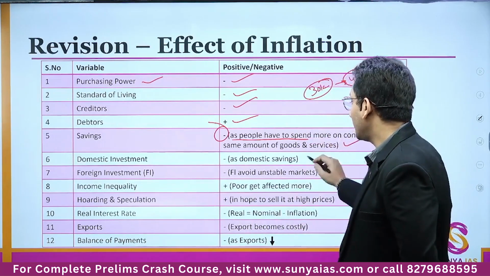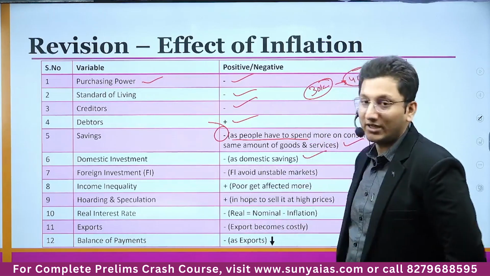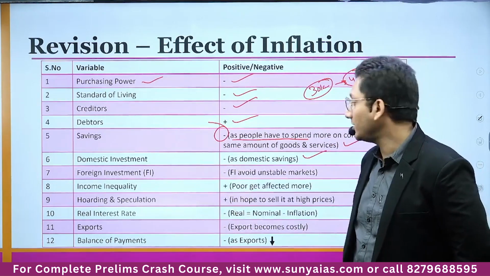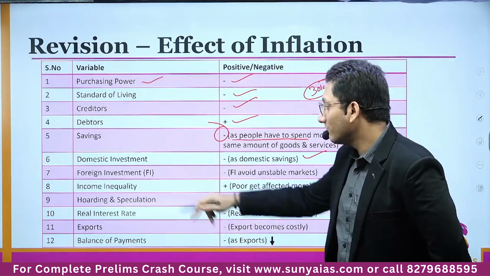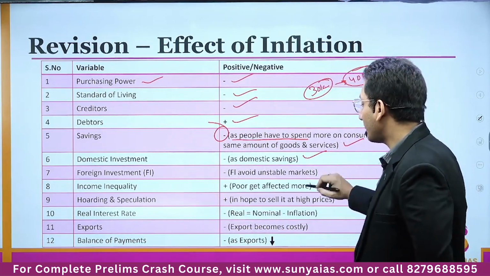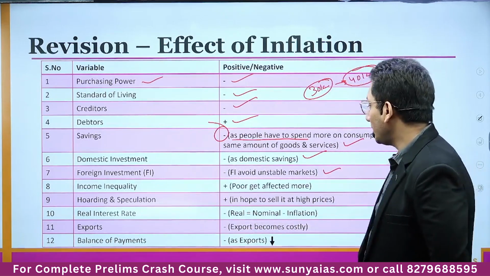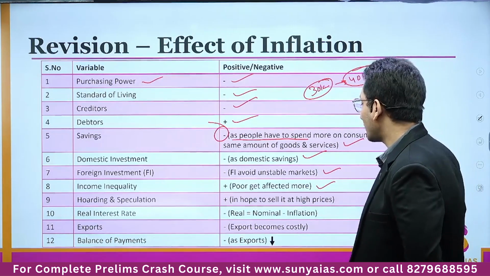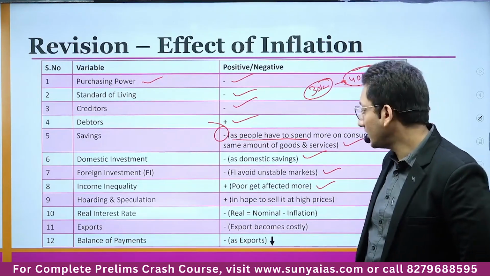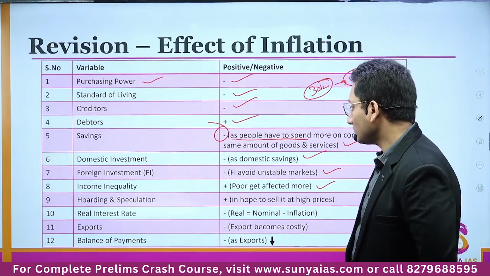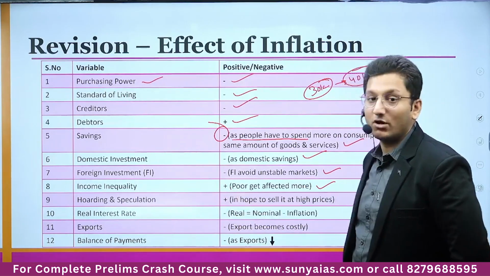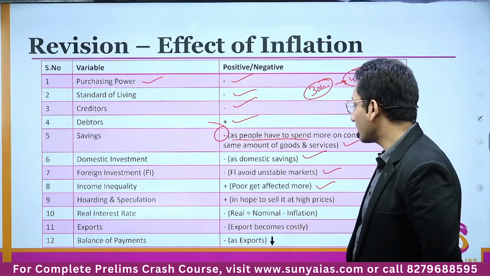Domestic investment negative as the domestic saving will decrease because लोगों को ज़्यादा expenditure करना पड़ेगा, उनकी saving कम होगी. Foreign investment negative, FII यानी foreign investment avoids unstable market. Income inequality will be positive, poor gets affected more. Income inequality पे positive effect होगा, means बढ़ेगी because poor gets affected more.